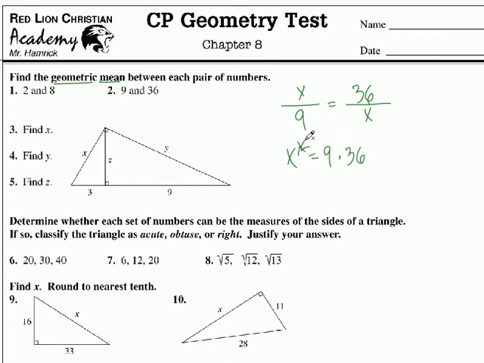Now, do you have to get the answer right on the test? No, you don't. But this is a way that you should do it, all right? Because if you take Algebra 2 next year, you're going to have a whole entire chapter on simplifying radicals and square roots, all right? So this is good practice for you.